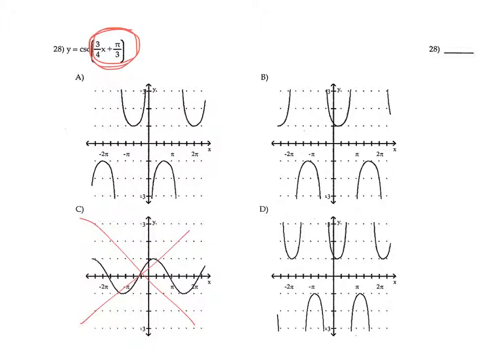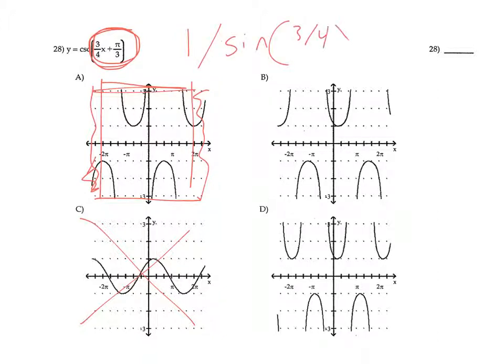So I would honestly set my window at, say, negative 2 pi to positive 2 pi, negative 3 to positive 3 on my calculator. And then what I would do is ignore all of this stuff that's out here for sure, because we won't see it on that window if we shrink it down a little. And then I'd key this in. And the way I'd key cosecant in is do 1 divided by sine, and then just type 3/4 x plus pi over 3.